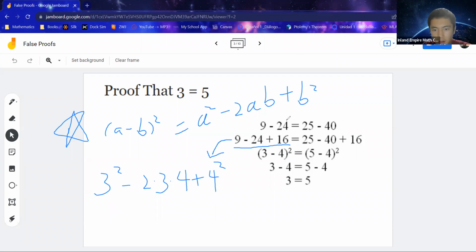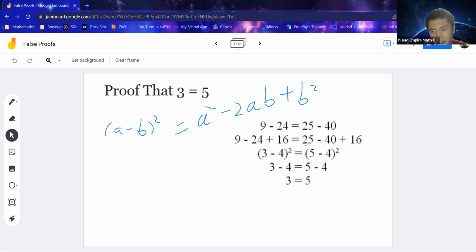And the right-hand side is actually very similar to the left-hand side, because notice how this expression can be written as 5 squared minus 2 times 5 times 4 plus 4 squared. So when you use the factorization, you get (5 minus 4) squared. And then after all of this, we take the square root of both sides, ending up with 3 minus 4 and 5 minus 4, which would mean that 3 equals 5.